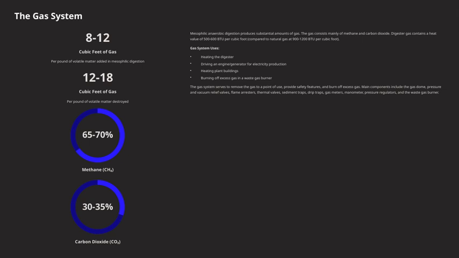The entire gas system is designed to safely remove and utilize this gas. It includes key components like the gas dome, pressure and vacuum relief valves, flame arresters, thermal valves, sediment traps, drip traps, gas meters, manometers, pressure regulators, and the waste gas burner. Each part plays a role in controlling, measuring, and safely burning the gas, making the whole process efficient and safe. Connecting this to the bigger picture, managing biogas effectively not only helps us produce renewable energy, but also ensures safety and environmental protection.